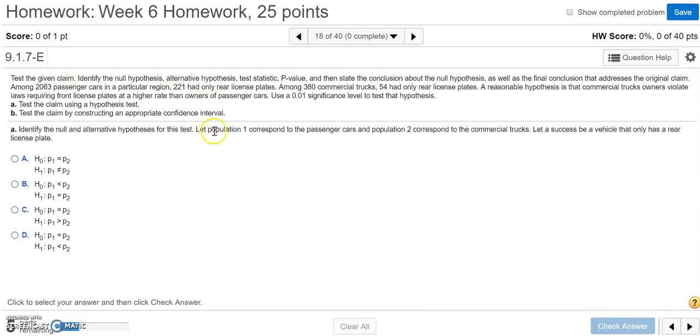Now down here it says let population 1 be the passenger cars and population 2 be the commercial trucks. So if the commercial trucks have a higher rate, that means population 2's proportion would be greater than the population 1 proportion. Looking through our options, we're looking for the option where p2 is greater than p1. That's going to be this one down here. See, p2 is greater than p1. So we're going to select that one.